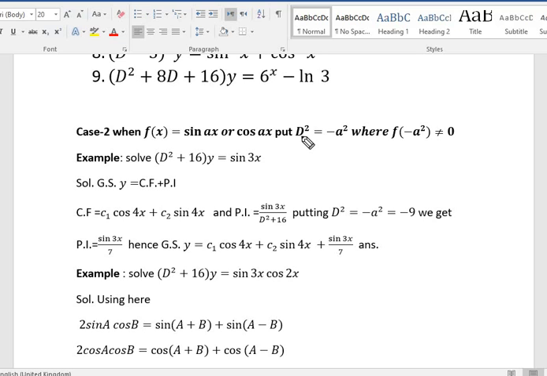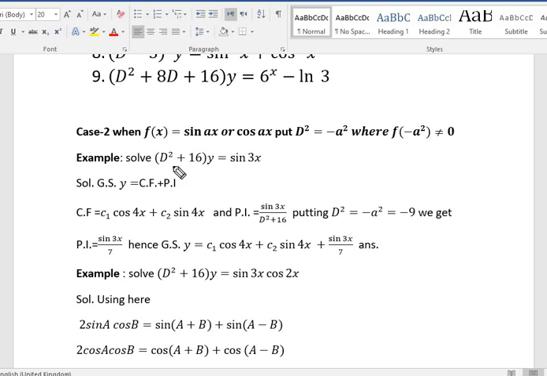The particular integral will be d square equal to minus a square, or we can say f of minus a square is not equal to 0. What does that mean? I am going to tell you. Solve the differential equation (D square plus 16) y equals sin 3x.